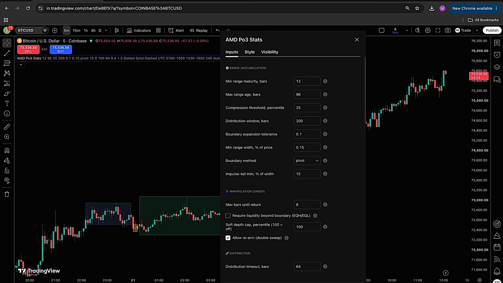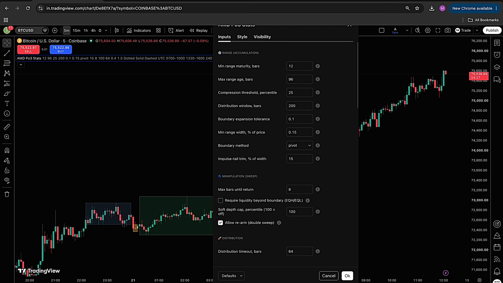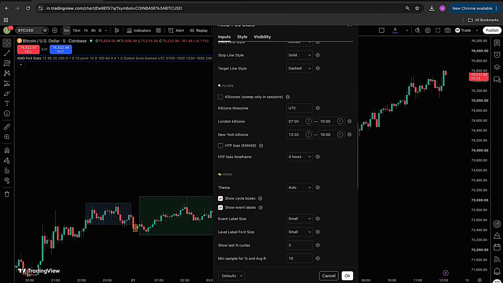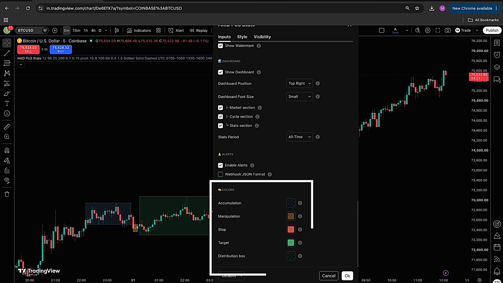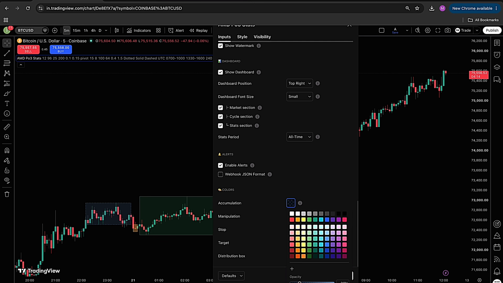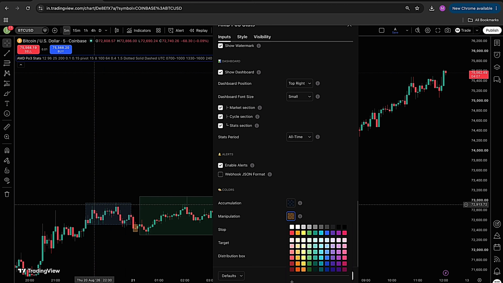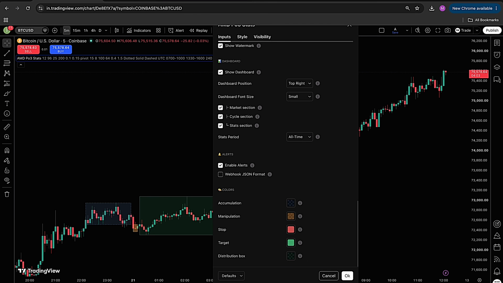So you need to come to the inputs here. You will see a lot of things in the inputs. You don't need to look at those. If you come down, what you need to look at is here. Which one is the accumulation phase here? The one that is blue in color. You can also change its color. The manipulation phase is the yellow one here. You must be seeing it. This is the accumulation phase, this is the manipulation phase, and which one is the distribution phase here? The one that is green in color.